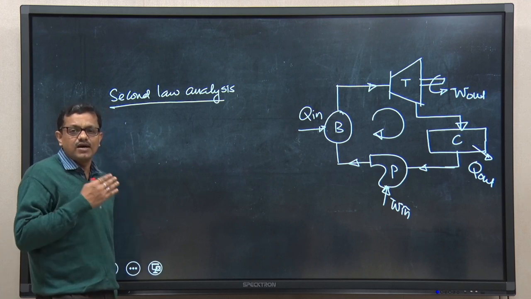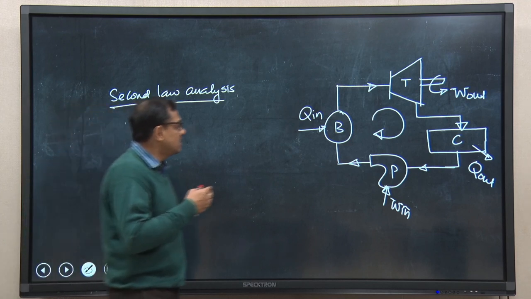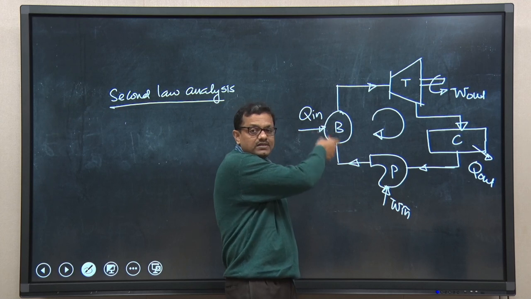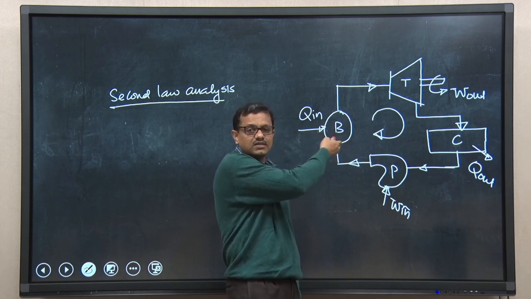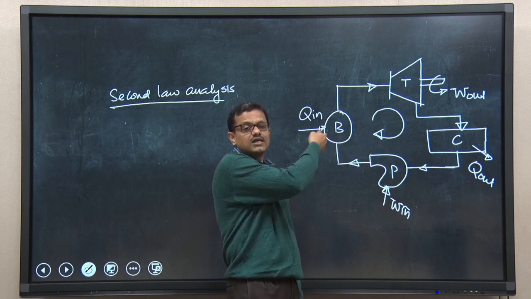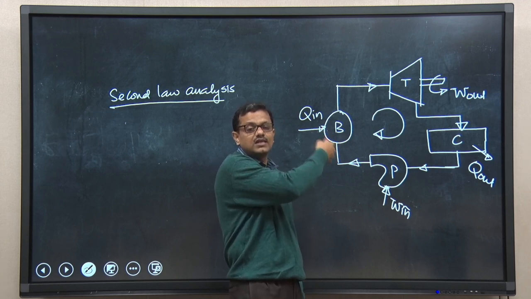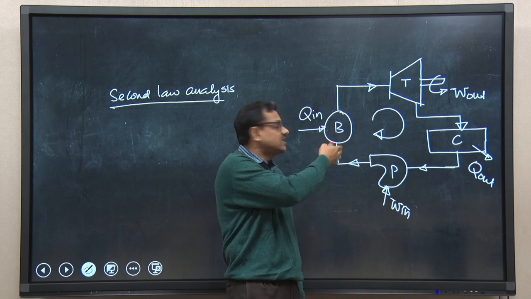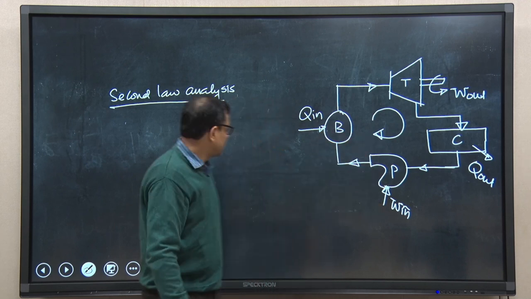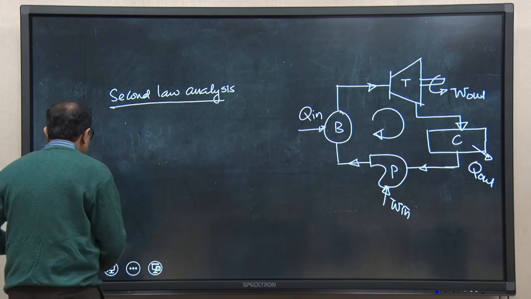Second law analysis will give us a picture about the presence of the irreversibilities, the sources of irreversibilities, and it will also help us to measure the degree of irreversibility present in any process. Okay, so let us quickly do it.